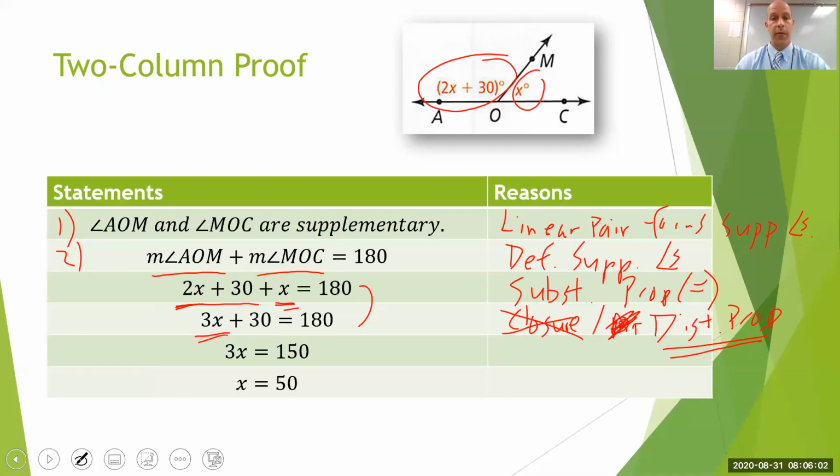That's the distributive property. And now we're going to do somehow that 30 went away. Oh, okay, I see. This one is the subtraction property of equality. We subtracted 30 on both sides.